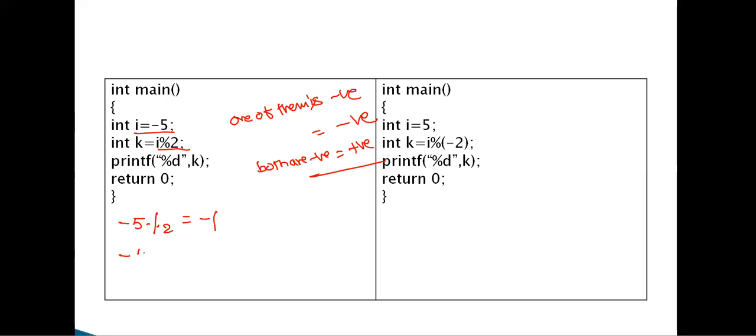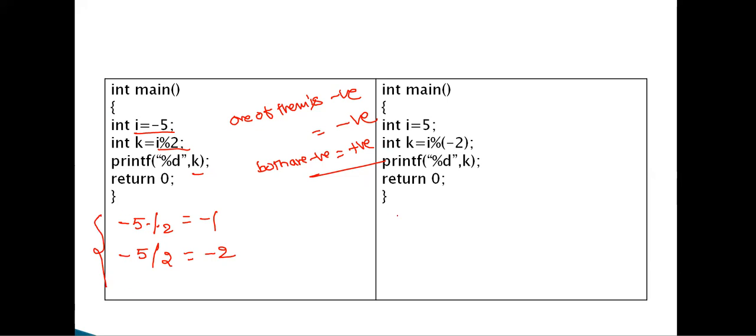Suppose the expression is like this, 5 by 2. You know the quotient is 2, 2 into 2 is 4, and the remainder is 1. Minus 5 by 2. What is the answer? 2 twos are 4, so minus 2. Here, either numerator or denominator, at least one is negative, the numerator is negative. So for this example, the k value is minus 1. This is the numerator negative case.